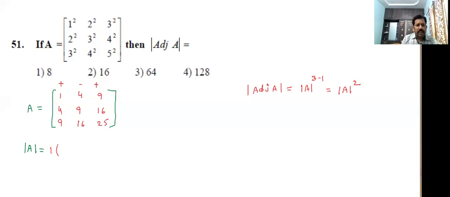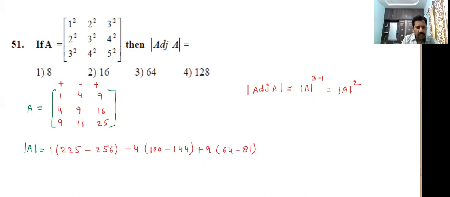9 into 25 means 225, minus 16 into 16, that is 256. Minus 4 into 100 minus 9 into 16, that is 144. Plus 9 into 4 into 16, that is 64, minus 9 into 9, that is 81.